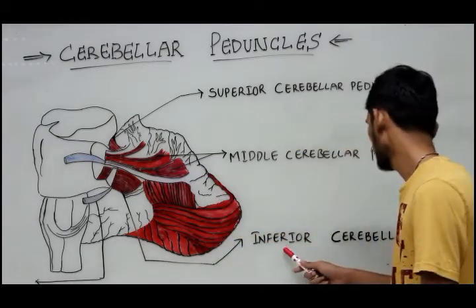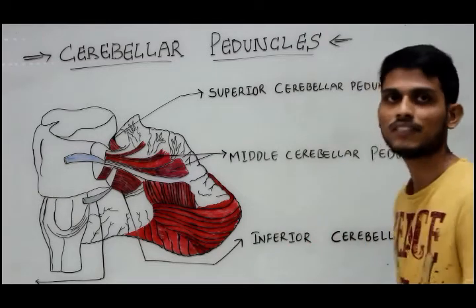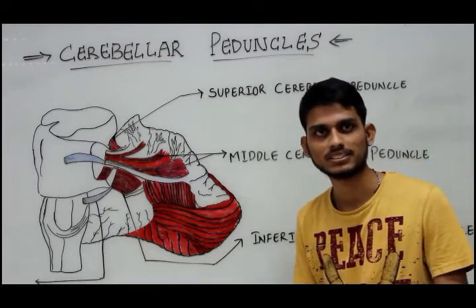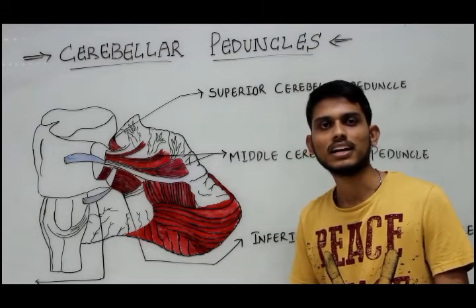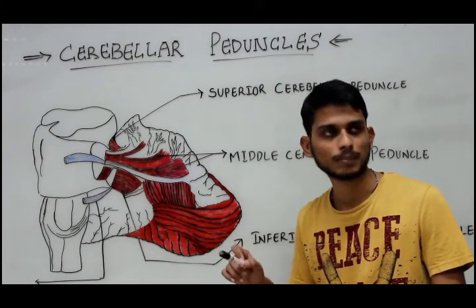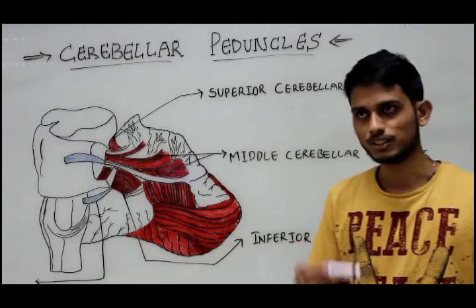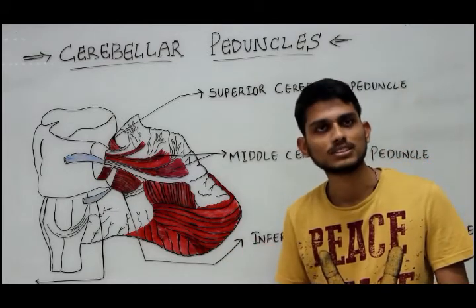Coming to the next, the inferior cerebellar peduncle. The inferior cerebellar peduncle is also called the restiform body. The afferent fibers are primarily coming from the medulla, as well as afferent fibers from the vestibular nuclei.